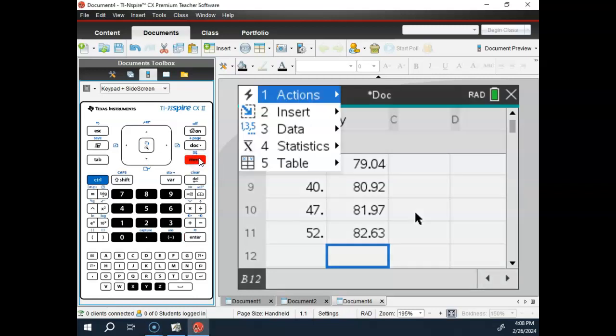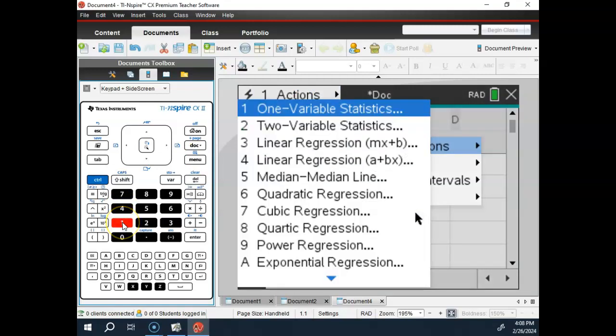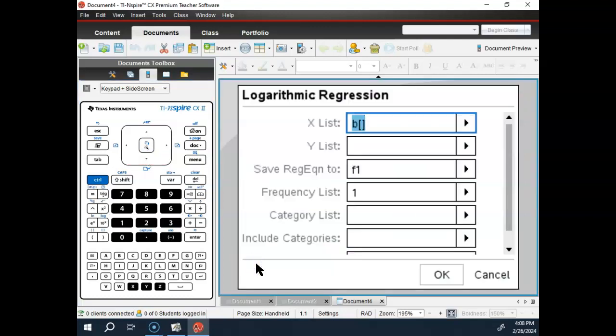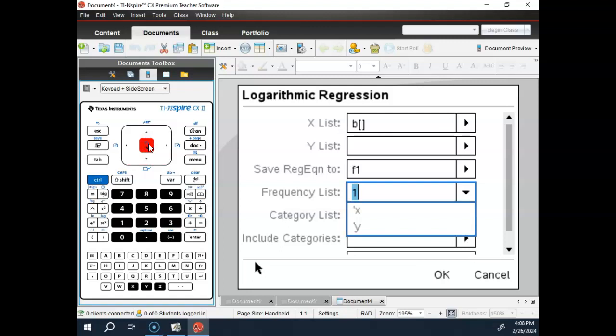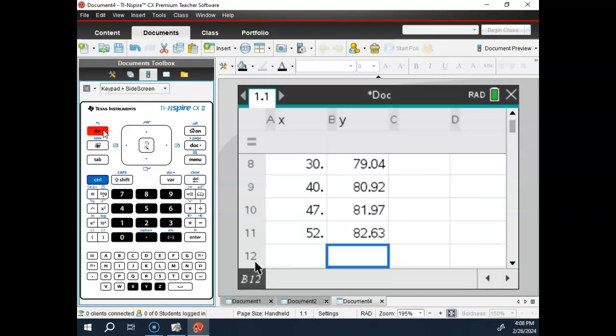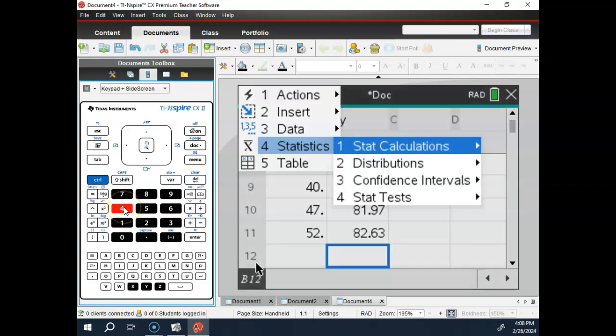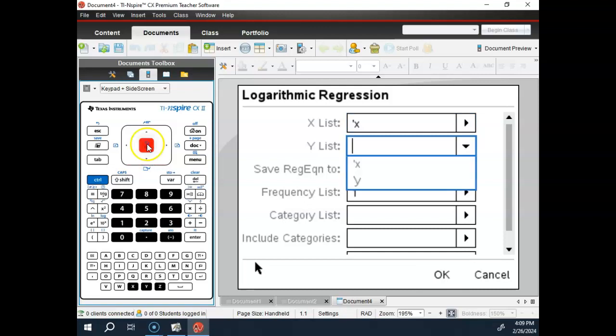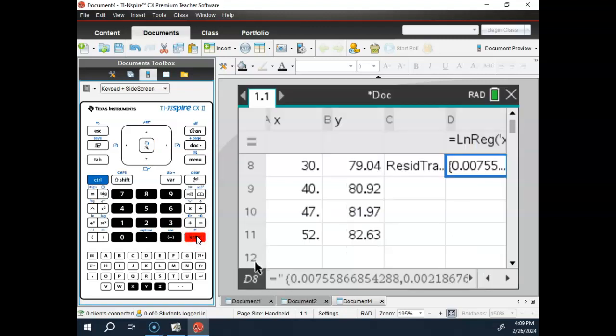So I'm going to hit menu, 4 for statistics, 1 for stat calculations, and it gave me a natural log, so I want a logarithmic regression, which remember, you got to arrow down to, that is B. Here, I choose my X. Oh my goodness. This board drives me nuts sometimes. Okay, and it was B. All right, so I need to choose X here. I need to choose Y here. Okay, notice it's telling me it's in F1, all right, and then I can just hit enter, and there you go, it gives it to me.